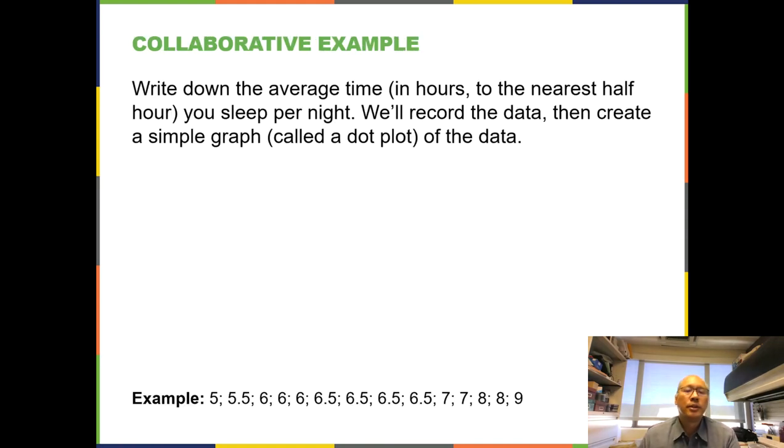As an example of descriptive statistics, if we collected data from our class, say, and we asked what's the average amount of time, in hours or to the nearest half hour, that you sleep per night. And say we collected 5, 5.5, 6, etc. as our data set. With such a small amount of numbers, we can probably just graph this using what's called a dot plot. So nothing too fancy.